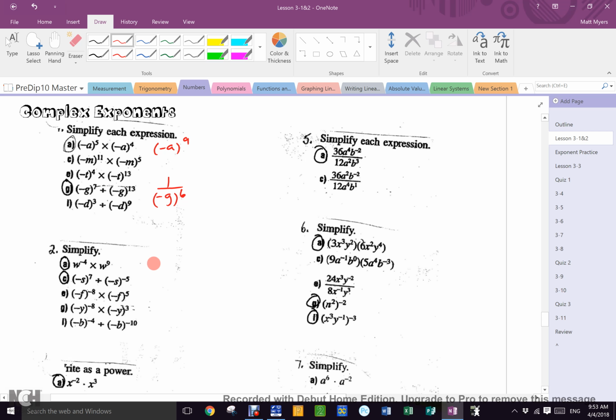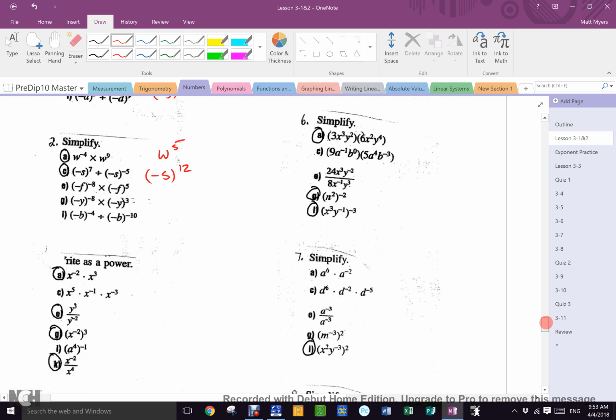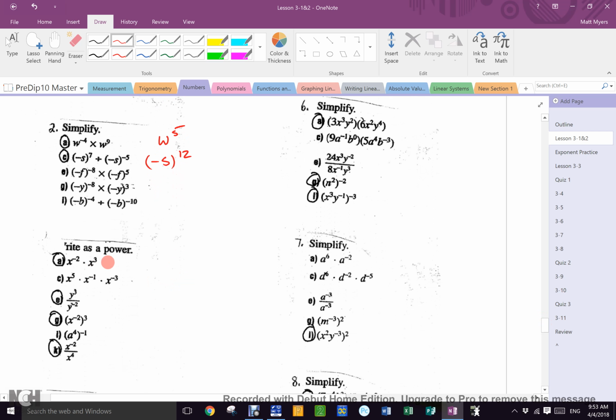A. Lena Goot. W to the fifth. C. Amy. That's division. But Amy knows. Bracket negative S bracket to the 12th. Negative S to the 12th. 3. Derek Moe. X squared. X. Or 1 over x squared. No. Just X, dude. Negative 2 plus 3 is 1.